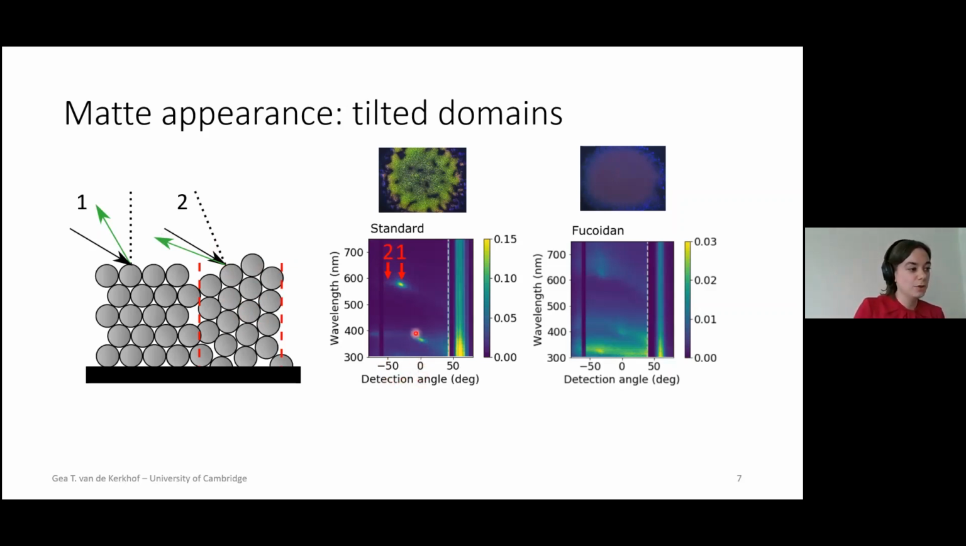There are tilted domains, because besides the high reflectance intensity spots, in the angular space around them we see that there is also light reflected at different angles, albeit a lot lower. So what we did is we took the intensity at these two different spots, and we took the ratio between these two intensities as a measure for the amount of tilted domains in the sample. And from that, we found that the phacoidin case does have many more tilted domains than the standard condition, explaining the matte appearance.